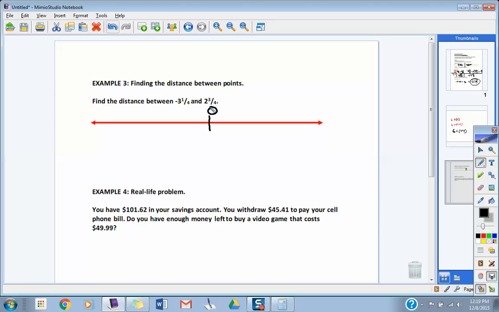This negative 3 1/4, is this going to lie to the left of 0 or to the right of 0? So negative 3 1/4 might be over here. How about 2 3/4, left or right of it? We can visualize this right here, and think about what's the distance between the 2 points. I'm going to shortcut this a bit, but then I'm going to show you the math that involves the subtraction that goes with it.